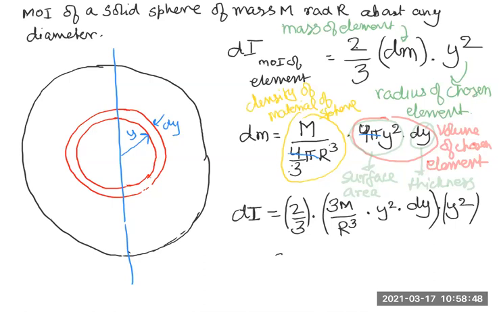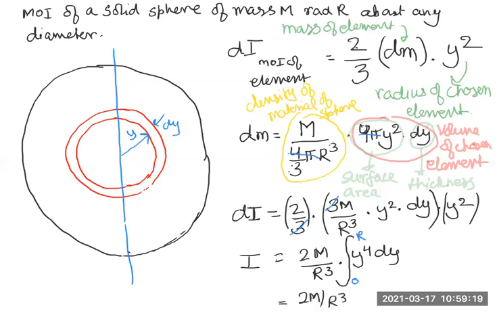So what is going to happen now? 3 and 3 will cancel out. You will have 2M by R cube into y power 4 dy. To find the moment of inertia, you have to integrate this. The integration always goes from 0 to the radius. So we get 2M by R cube into R power 5 upon 5, which is equal to 2 by 5 MR square.